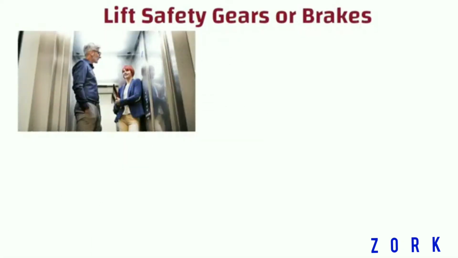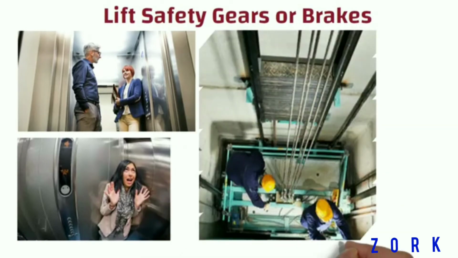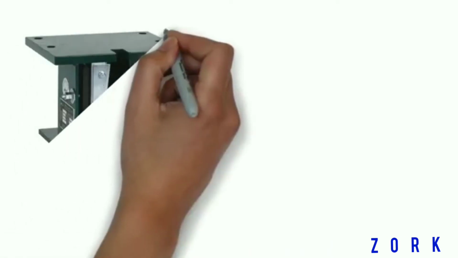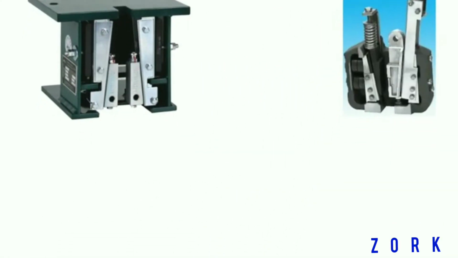Lift safety gears or brakes. Everyone who has ever traveled in an elevator has had the same thought. What if the cable holding this thing suddenly snaps? Rest assured, there is nothing to worry about. If a cable snaps, a variety of safety systems prevent an elevator car from crashing to the floor.